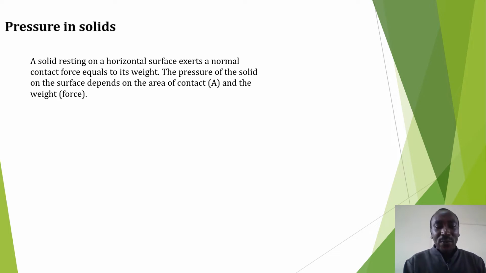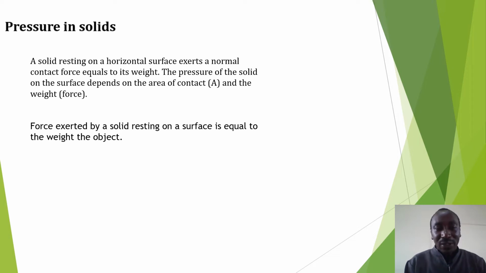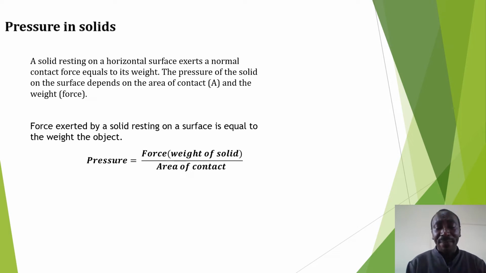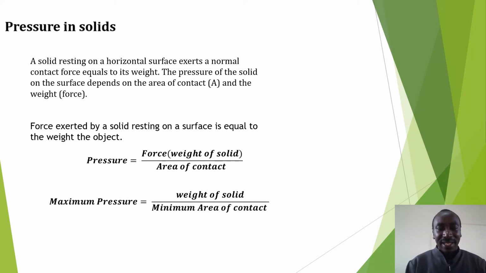And the weight, which is force, is the force exerted on that object. If it is resting on a table and there is no other external force, then that weight is the force we are referring to. So the force exerted by a solid resting on a surface is equal to the weight of the object, as I have said. Therefore, pressure is equal to force, which is the weight of the solid, over the area of contact. Remember, force should be measured in newtons, and area of contact in the SI unit, square meters. That is the standard one.